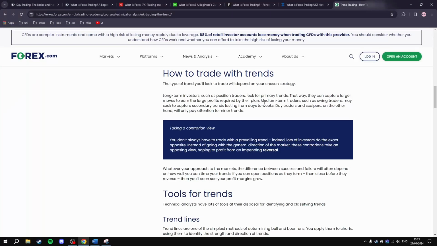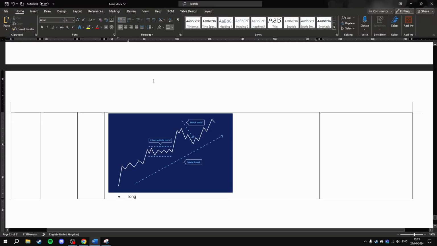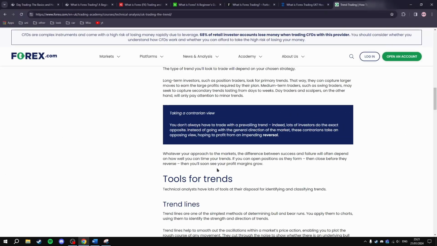The type of trend you look to trade will depend on your chosen strategy. Long-term investors, such as position traders, look for primary trends. Because that's the long term, isn't it? Long term investors, such as position traders, look for primary trends. That way they can capture larger moves to earn the larger profits required by their plan.